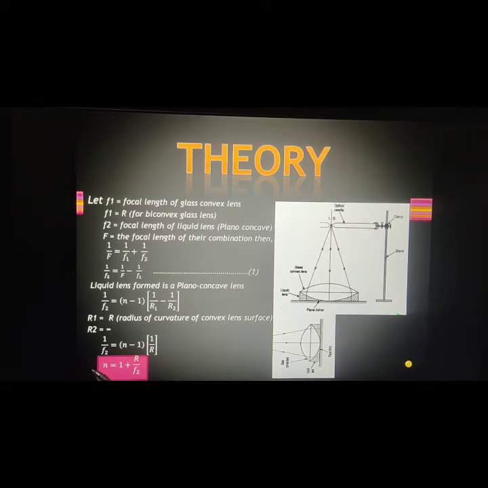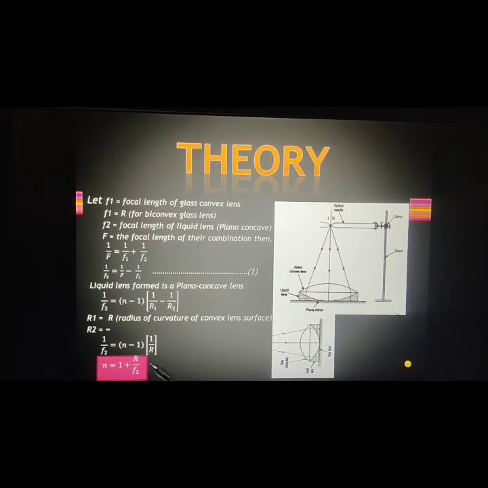Now to this formula, when you calculate, you will have to apply sign conventions of R as well as F2. R will be facing to the left. Now this is your origin, origin will be at the optic center of the liquid lens. So the distance measured on the left hand side will be negative, and for F2, from calculation you are going to get the sign of F2. So applying the sign for R and F2, you can calculate n.